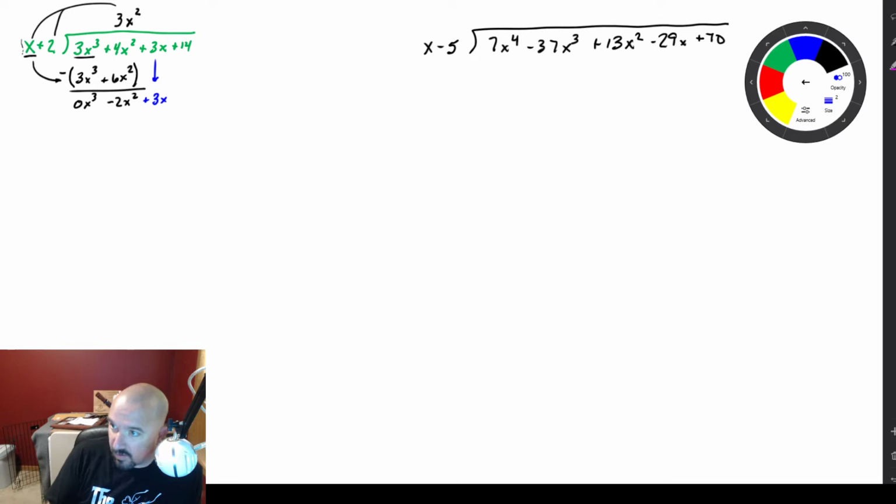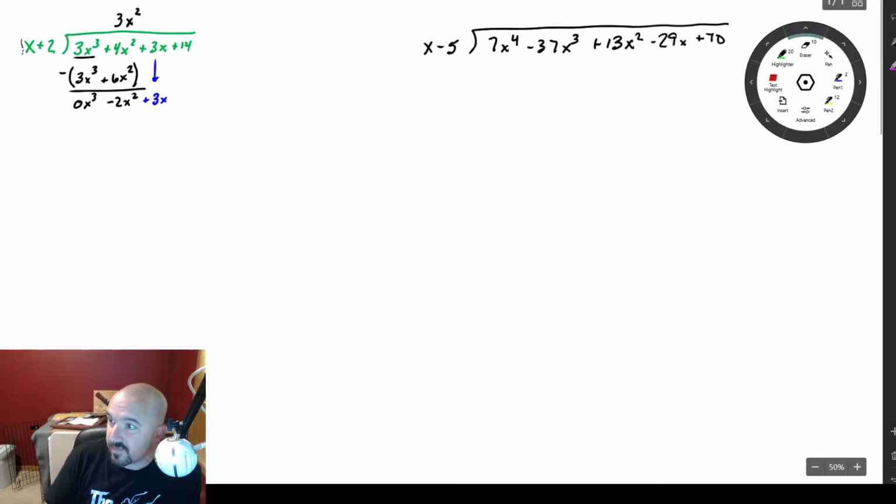All right, now let me go back and erase these things. Let's take a look at the negative 2x squared and the x. So 1 goes into negative 2 times. X times what is x squared? Just x. And now we've made our second guess.